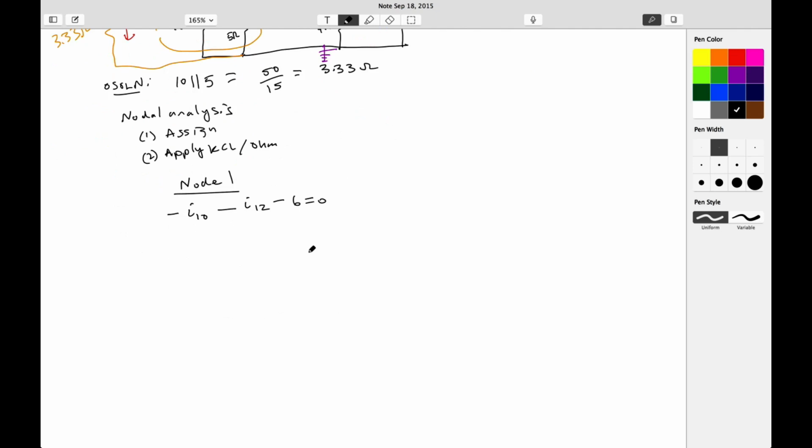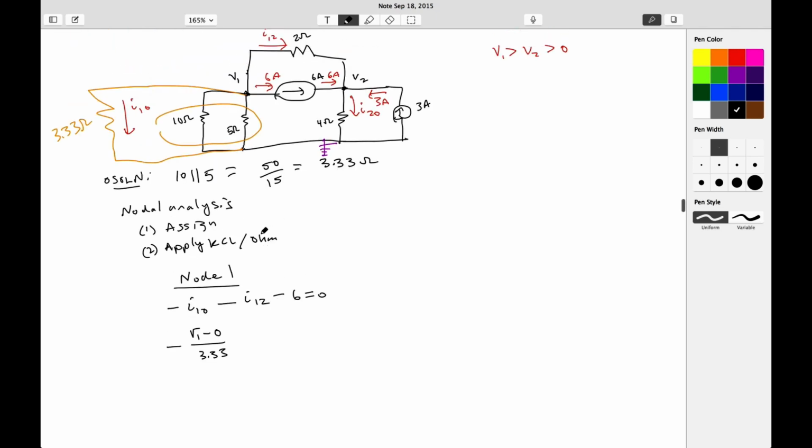Now I apply the Ohm's law expression. I have V1 minus 0 over 3.33. And then I have up here V1 minus V2, and I'll put parentheses around there so we don't get confused, over 2 is equal to 6.